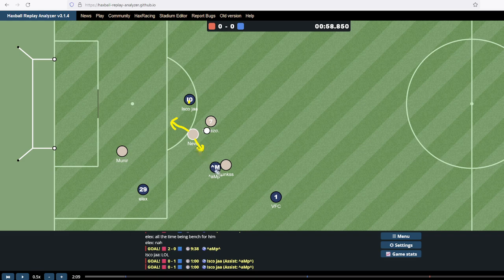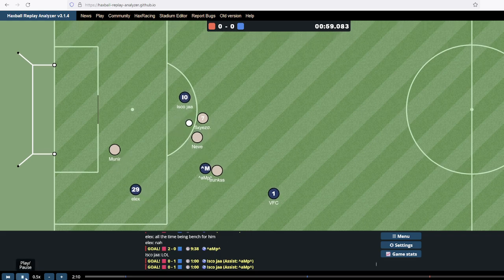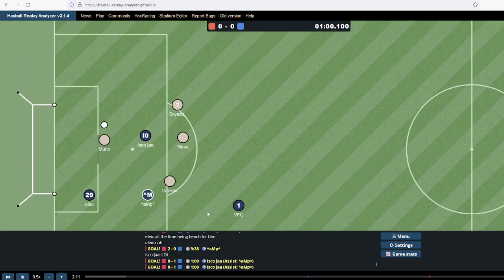He goes forward, and as soon as AMP sees that this guy goes forward, he just sends the pass in between the two players. He doesn't even think about making the pass to number 29. And that's essentially how the goal was scored. Here, there's nothing that the goalkeeper could do.